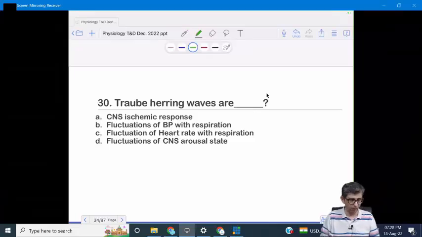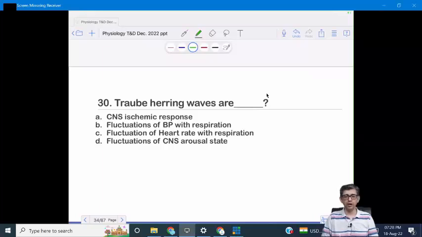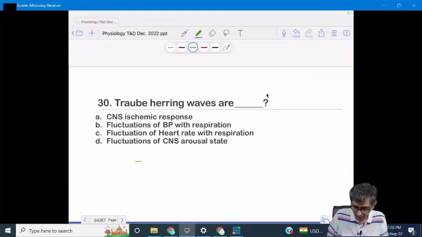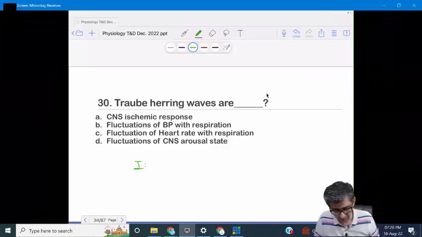Okay. Moving to question number 30. Traube-Hering waves are which of the following? Yes, I'm waiting for your answers here. Fluctuation of the heart rate with respiration होता है, ठीक है.